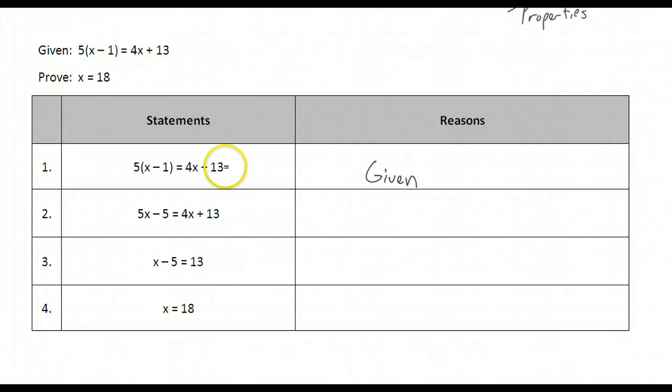Now, to move from statement 1 to statement 2, my parentheses have disappeared. Instead of just having an x, I have 5x. Instead of having just a 1, I have a 5. The right side of my equal sign has stayed exactly the same. So it's only my left side that has changed. So what has changed? Well, I've taken this 5 and I've multiplied the x times 5 and the 1 times 5 and kept the subtraction sign. What allows me to make this move? Well, it's the distributive property.